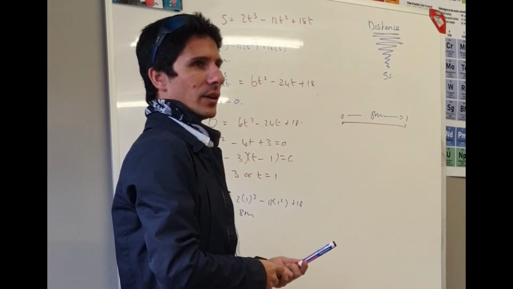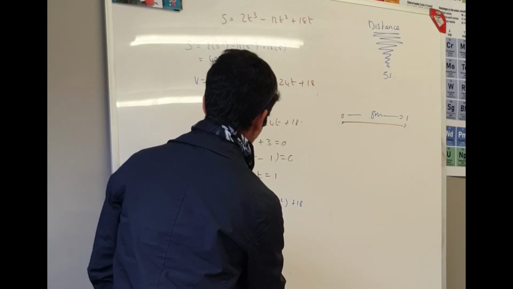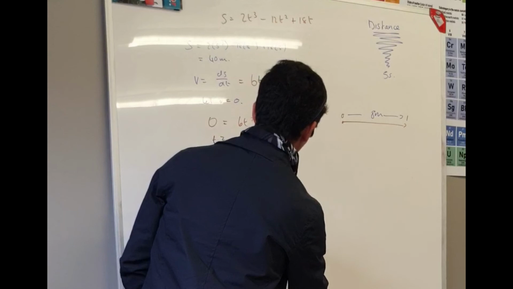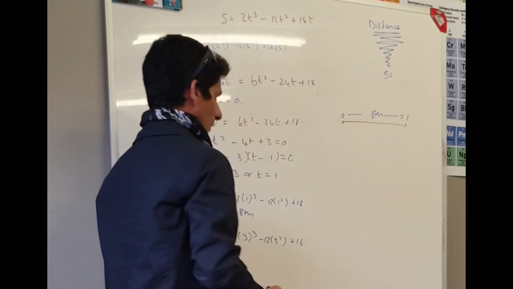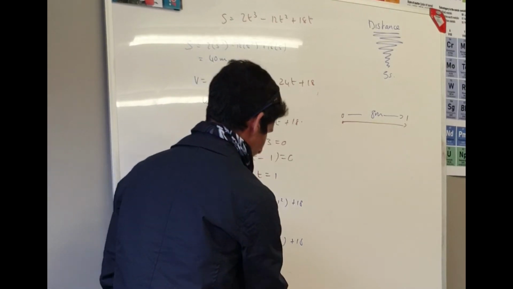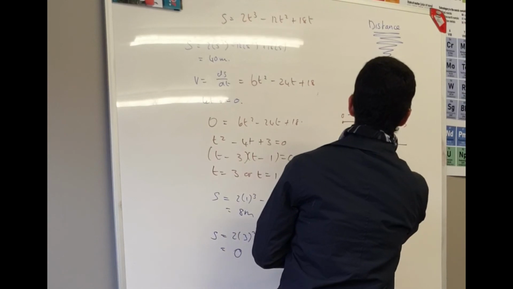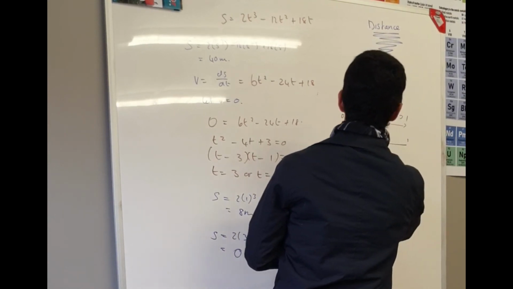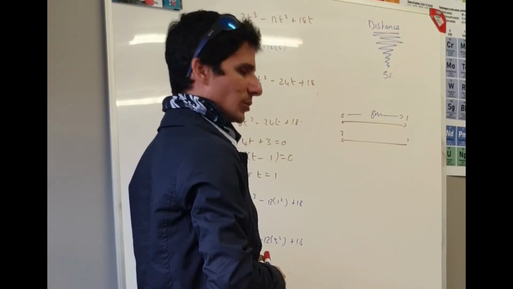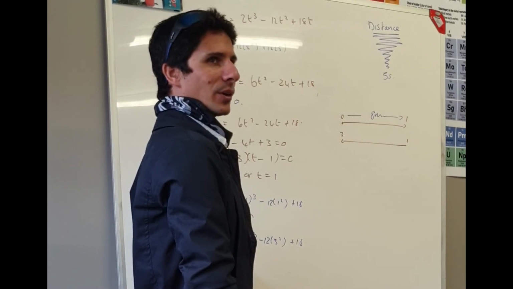What I can do now is, let's see where my displacement is after 3 seconds. So displacement equals 2 times 3 cubed minus 12 times 3 squared plus 18. Guess what that's going to give you? 0. Where am I after 3 seconds? Not distance. Where am I in displacement terms? 0. So right back where I started.